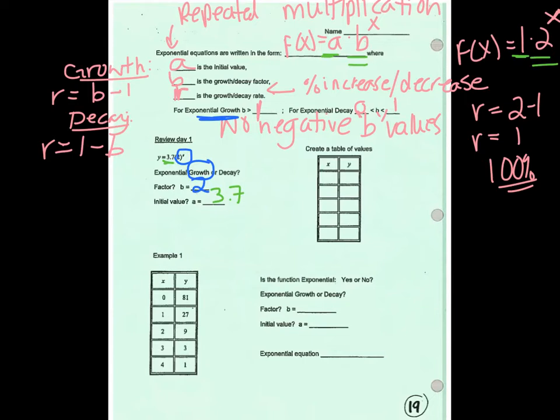So if I were to make a table of this, to start, I have 3.7. I'm doubling, or multiplying by 2, every time x goes up by 1. So if I multiply by 2, I get 7.4. If I multiply it by 2 again, I get 14.8. If I multiply by 2 again, I get 29.6. And if I multiply by 2 again, I get 59.2.